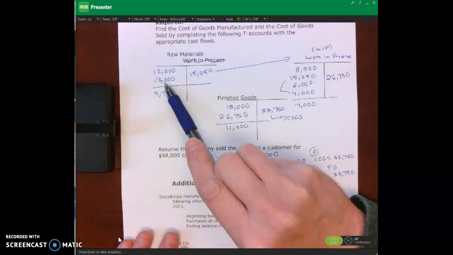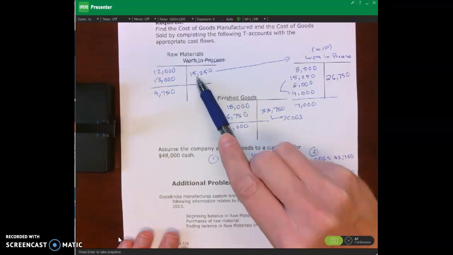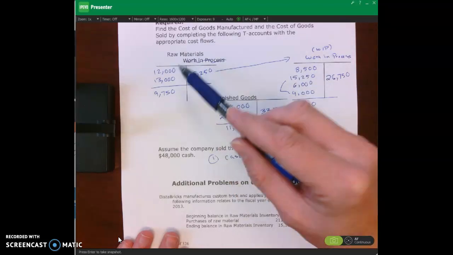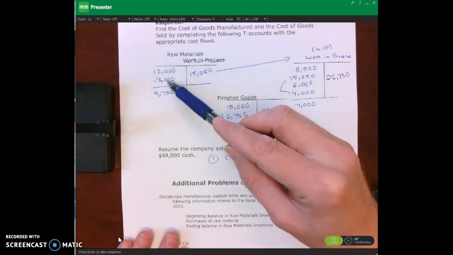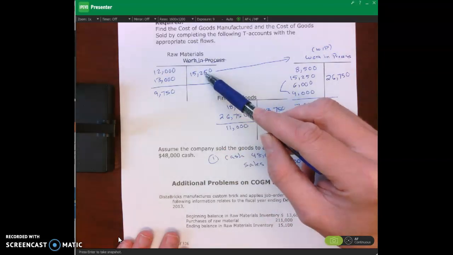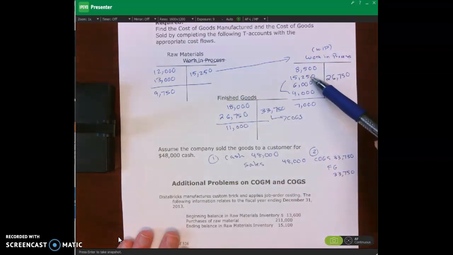Also, look at what number from raw materials shows up in work in process. It's not the raw materials that were purchased, which was 13,000. It's the amount of materials used. So the way we calculated that is we said we had our beginning plus our purchase minus our ending gives us the amount of materials used. And that's the number that shows up in work in process.